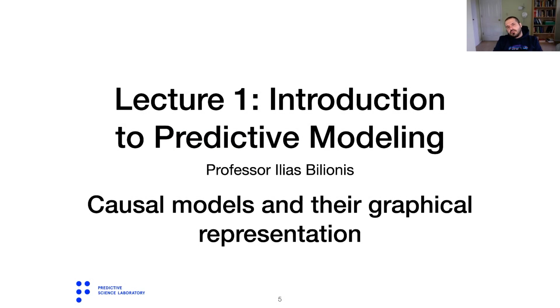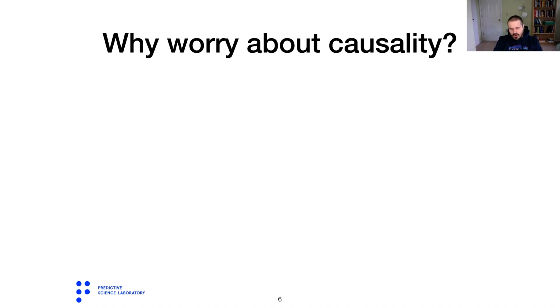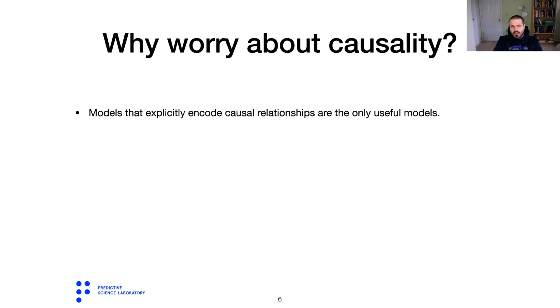In this video, we're going to talk about causality and how you can describe it mathematically and how you can use graphs to visualize it. First of all, why do we even worry about causality? Well, models that explicitly encode causal relationships are the only useful models. The good thing is that physical and engineering models are often causal models. You just need to learn how to interpret them as such.